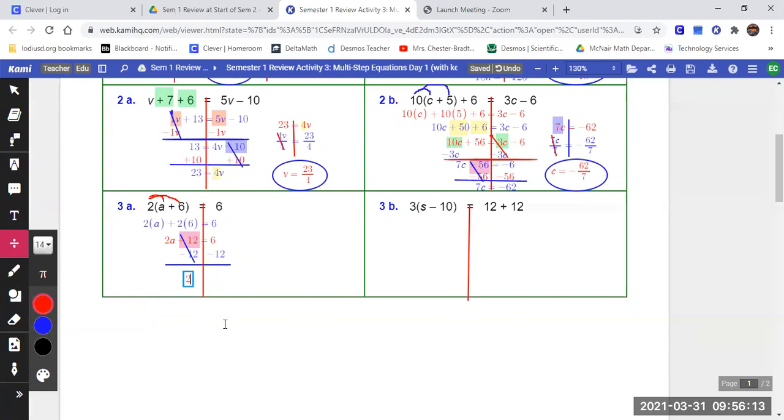2a has to equal. Now, are the numbers on the right side both the same sign? No. So if they're not both the same sign, because we're combining, what are we going to do math-wise? Tell me the whole process that we do when they're not the same sign.